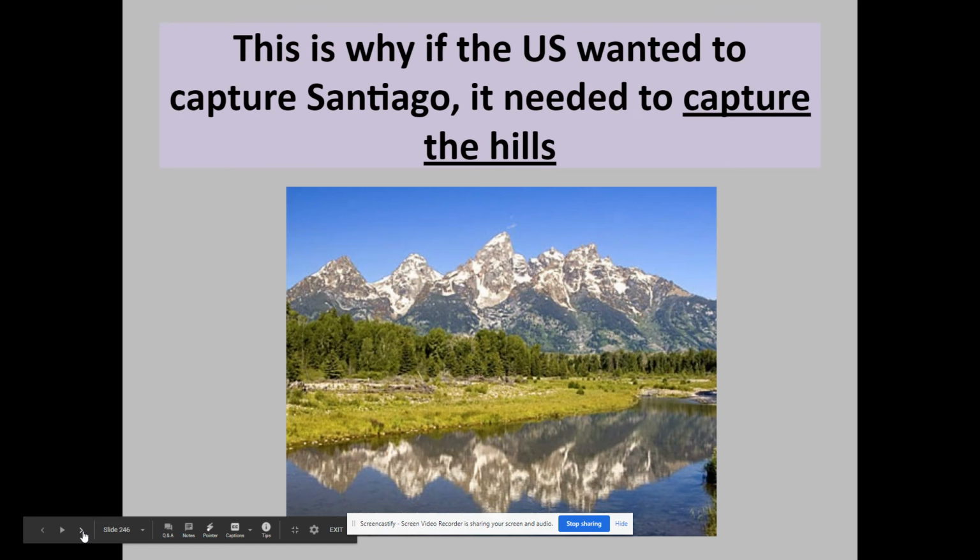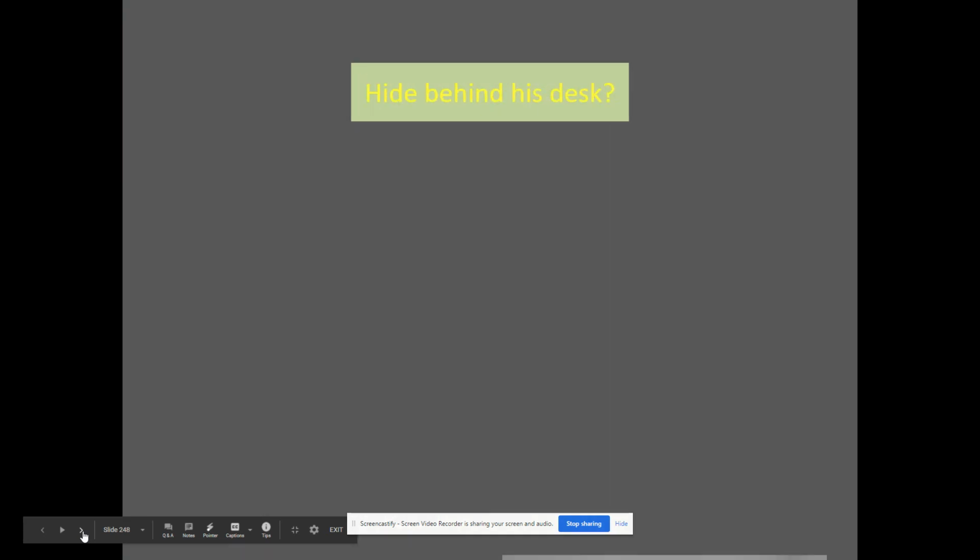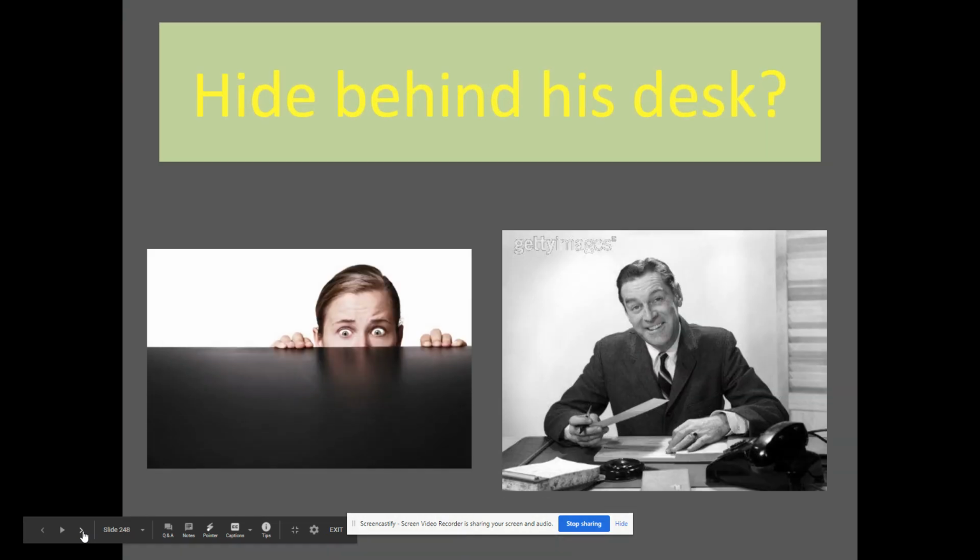Now, this is why it was important in the Battle of San Juan Hill that we captured the hills ahead of time. And Teddy Roosevelt played a role in capturing these hills. He basically worked kind of for the Navy, and he had a desk job. He said, "No, I want to fight in this war. I love war."